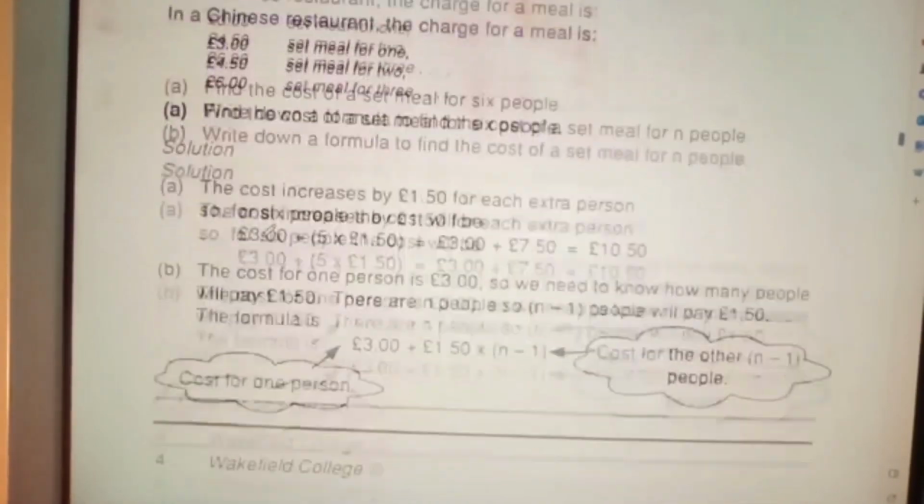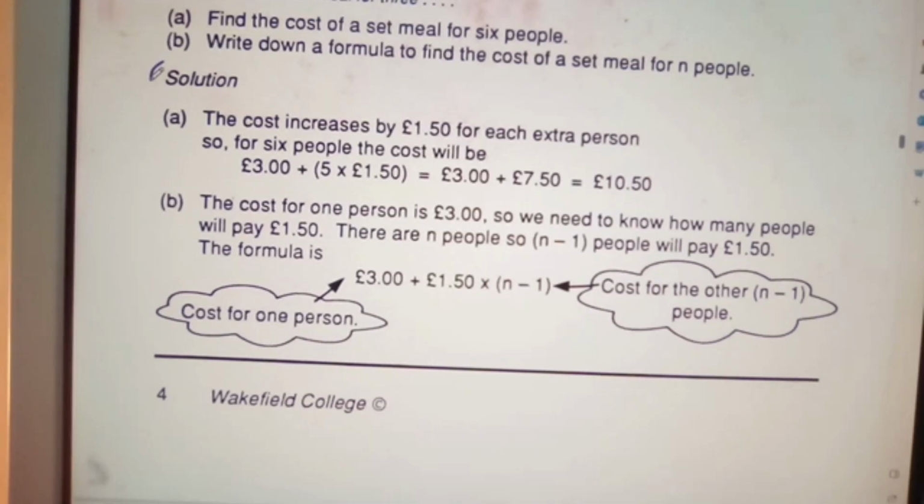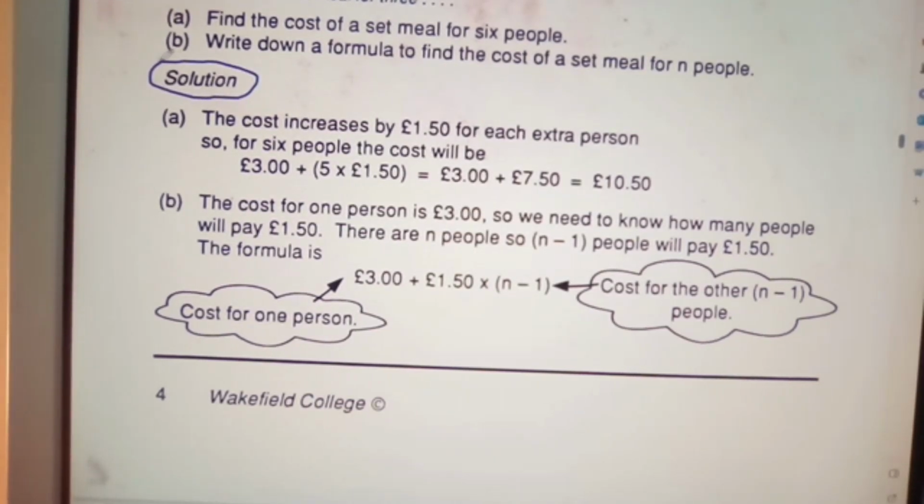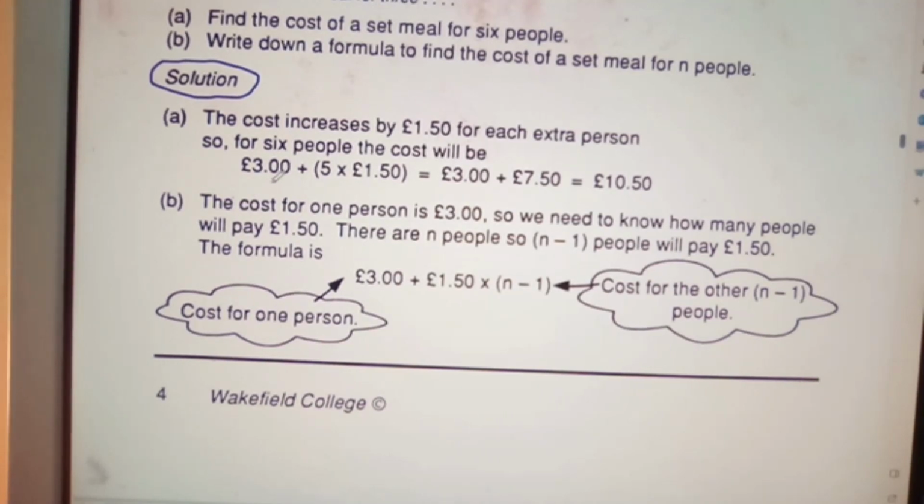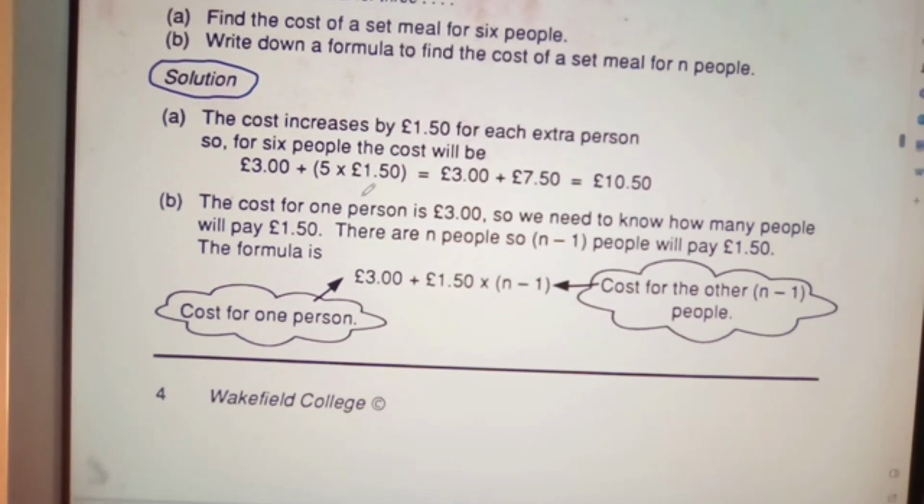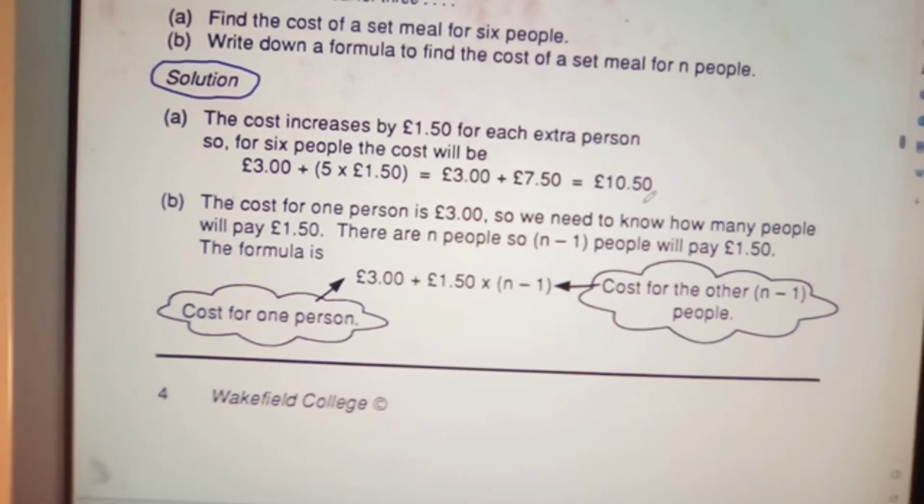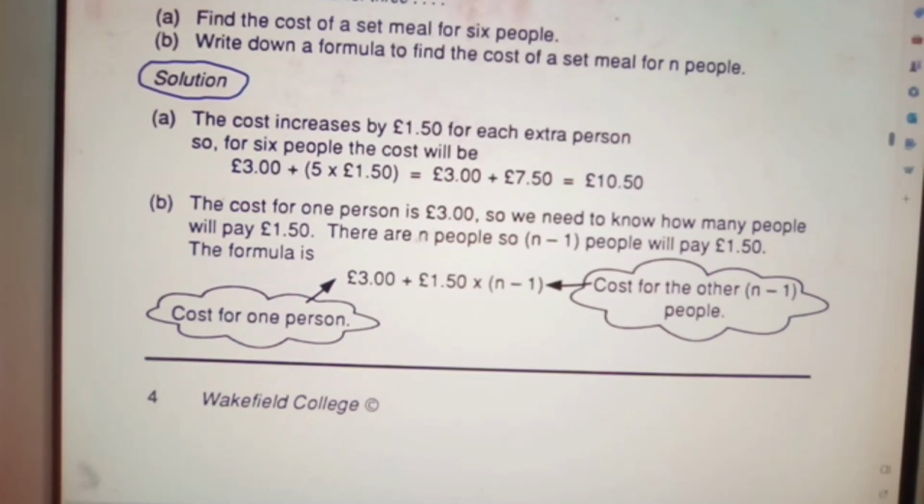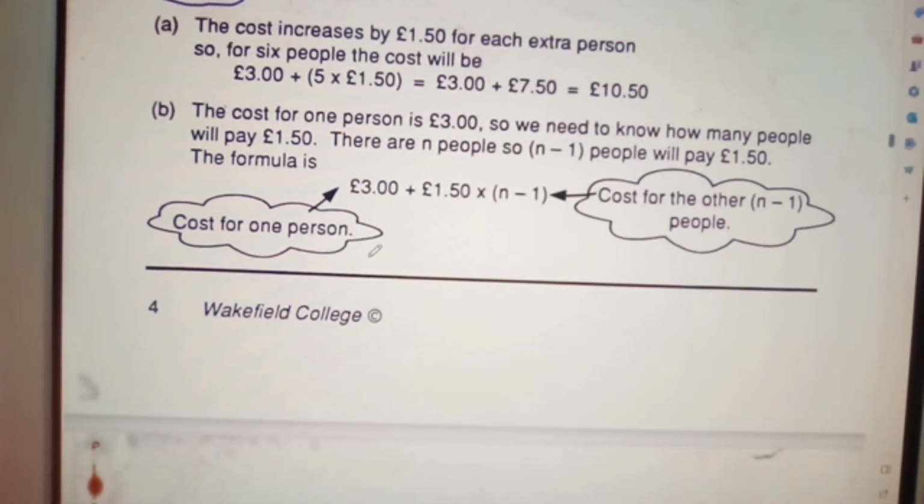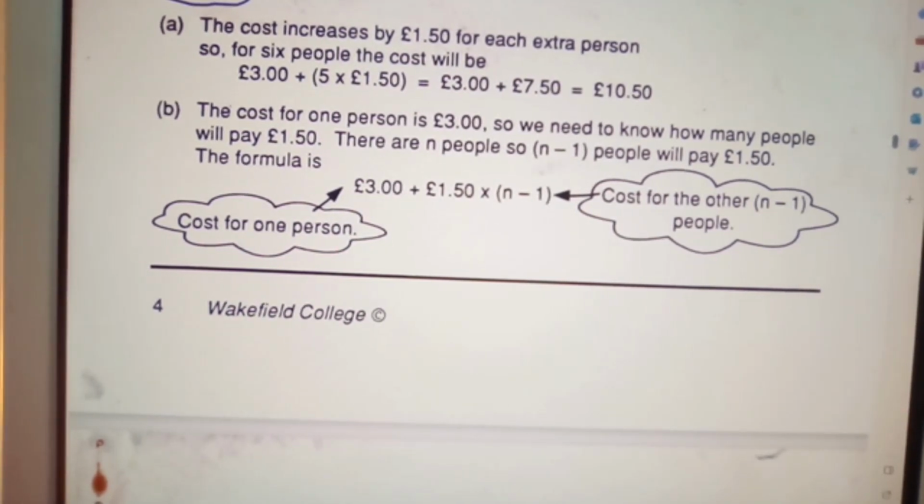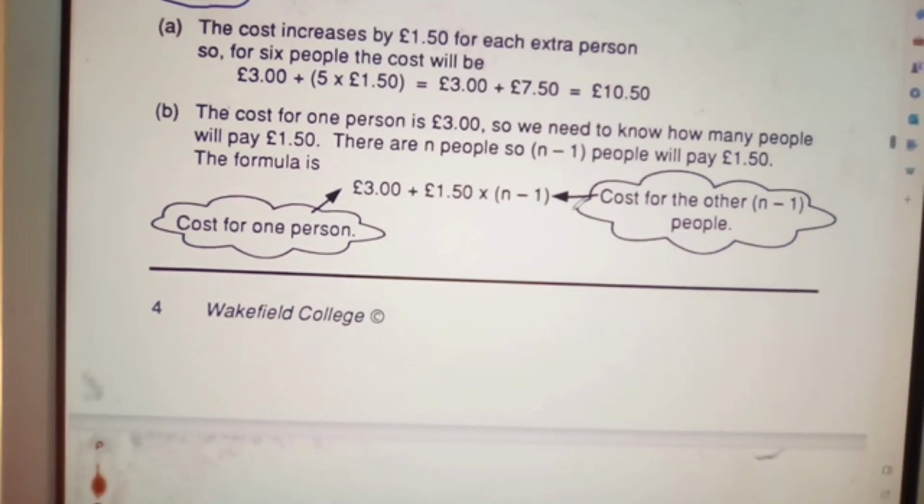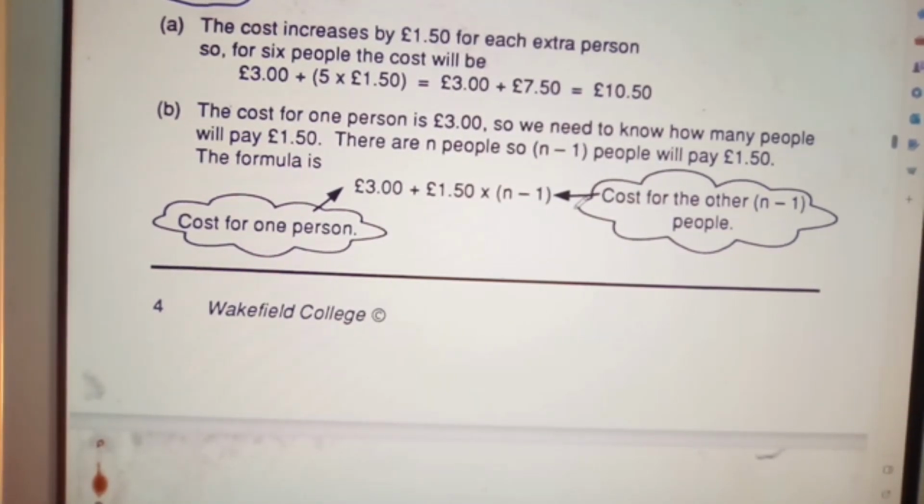So here, find the cost of the meal. So here we have all solutions. Now look at the solutions, how it's been applied. Okay, the cost increases by £1.50 for each extra person. So for 6 people, the cost will be £3 plus 5 times 1.50 equals £3 plus £7.50 equals £10.50. Okay. And here you have the cost again. Okay. So look at this solution as to how this is done.